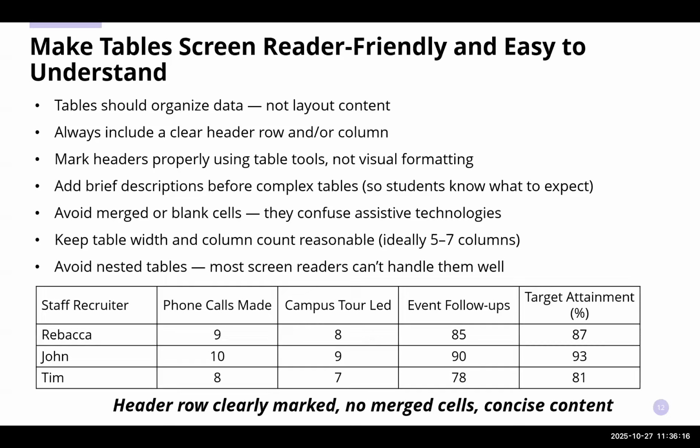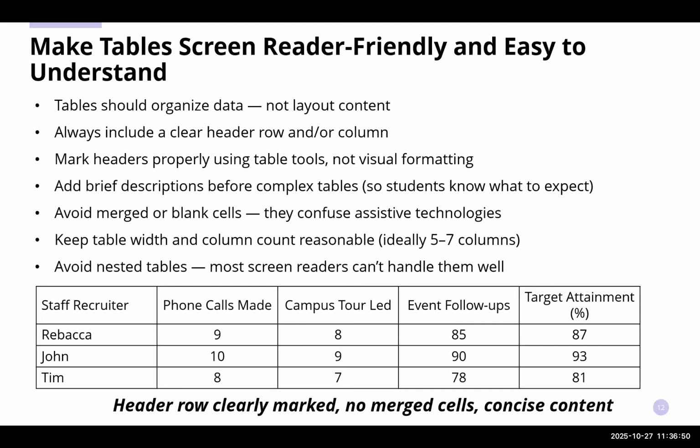An ineffective table will have merged cells, random empty spaces, and inconsistent alignment, which can make it very difficult to interpret. In contrast, an accessible table would have one clear header row with labels like staff recruiter, phone calls made, campus tours, event follow-ups, etc. No merged cells and a consistent alignment throughout the table.